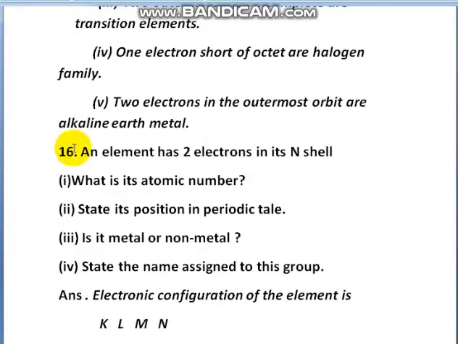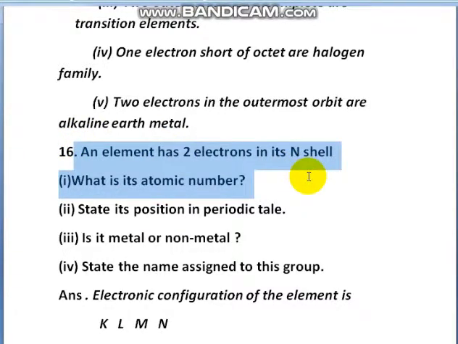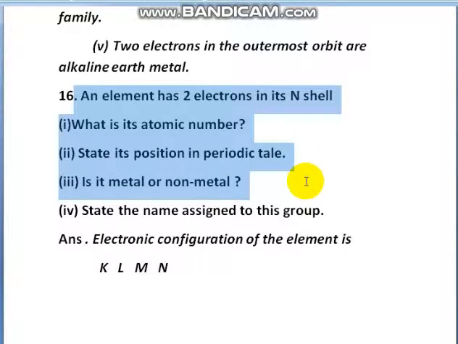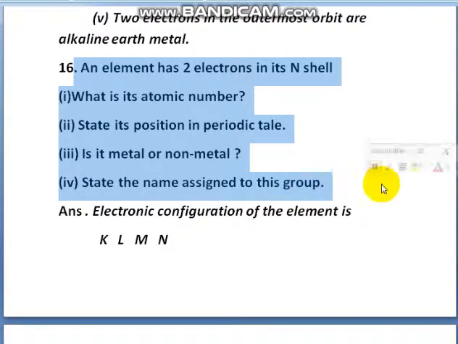Okay, next, question number 16. An element has 2 electrons in its N shell. What is its atomic number? What is its position in the periodic table? Is it metal or non-metal? State the name assigned to this group.